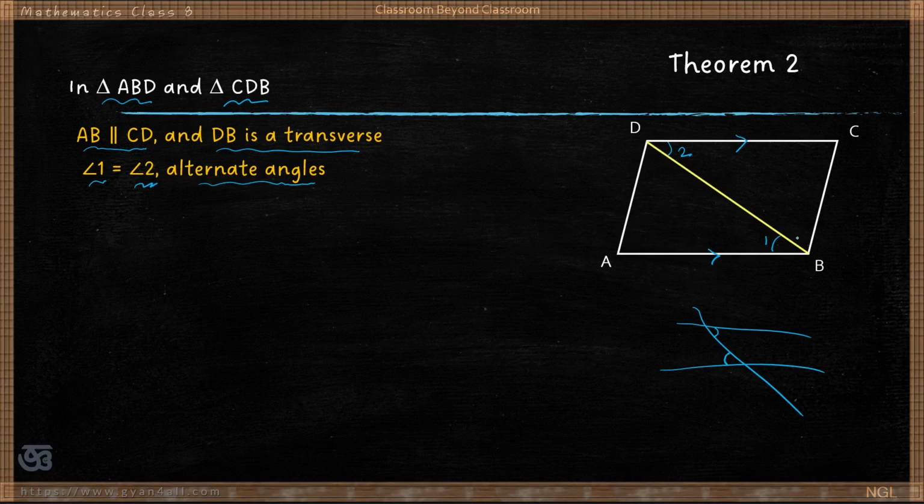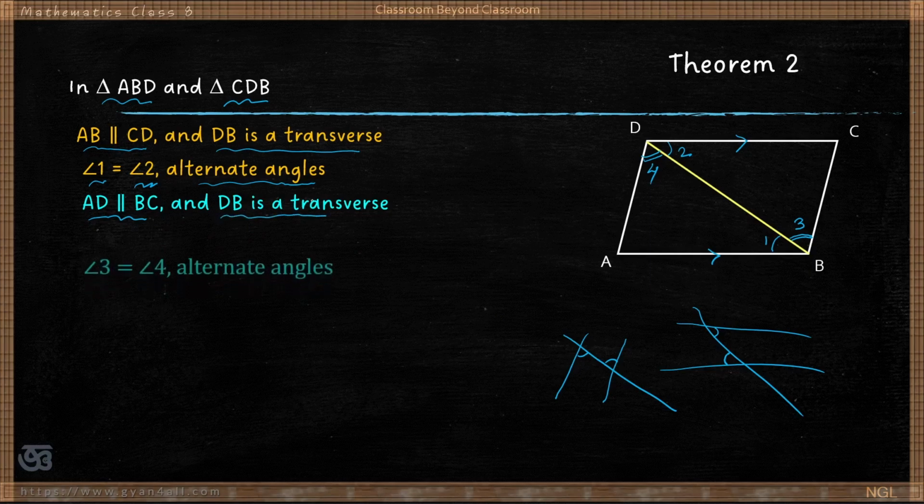Similarly, suppose this angle is angle 3 and this angle is angle 4. AD is parallel to BC because these are opposite sides of a parallelogram, and BD is a transversal. This is like this only. These are the parallel lines and this is the transversal. So this angle will be equal to this angle, and these are again the alternate angles. So let us write AD is parallel to BC and this time also DB is the transversal, and so angle 3 is equal to angle 4, alternate angles.